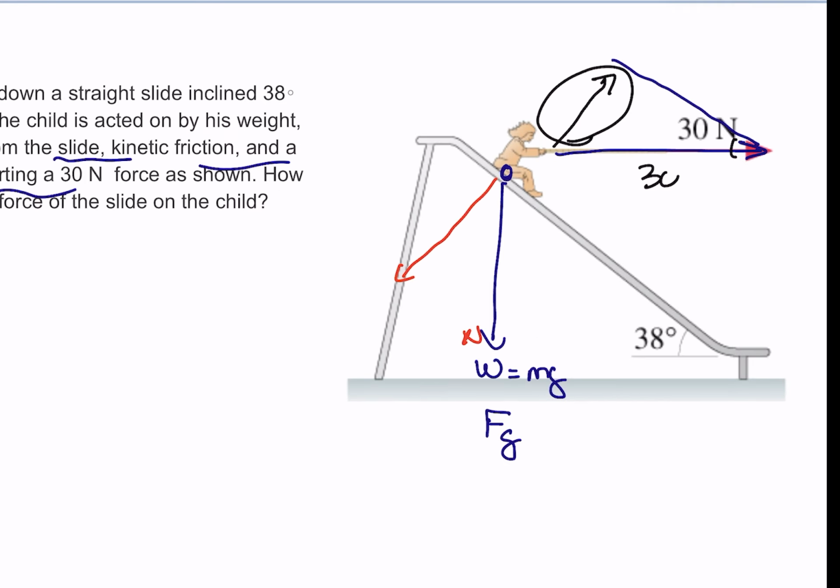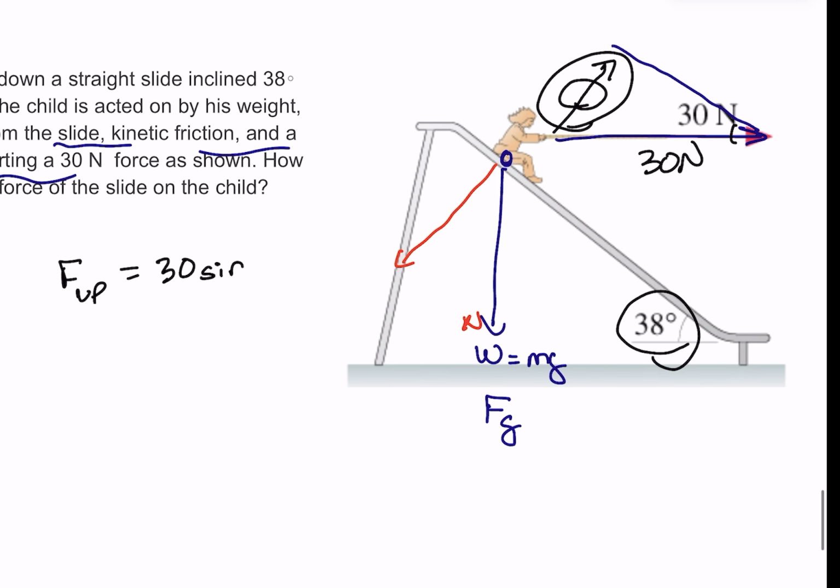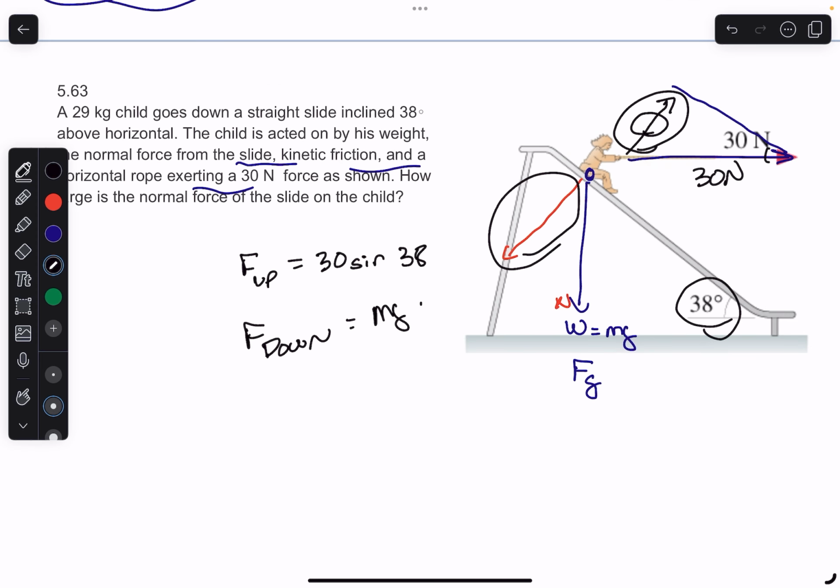And so if this is 30 newtons, we can say force up, how about that, would be equal to 30, and that's the opposite, sine. And this triangle would have the same angle, 38, right? And then the normal force, or the downward normal force, I'll say down, the red line, if you will, would be the weight, mg cos 38.